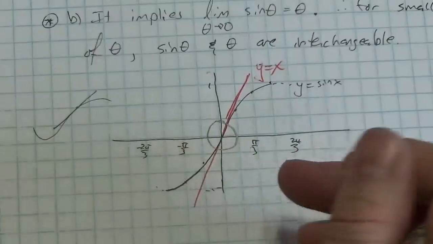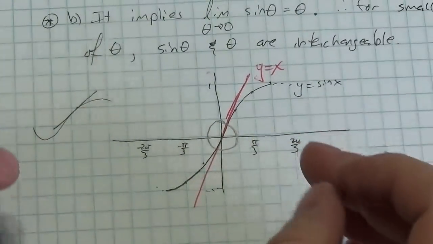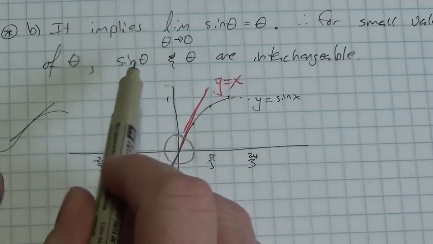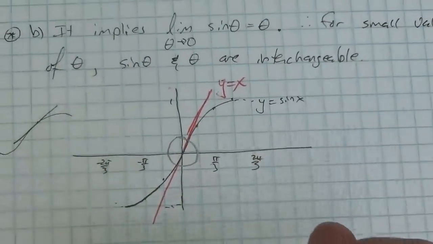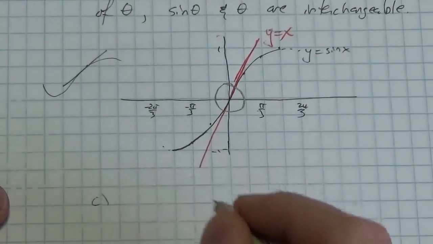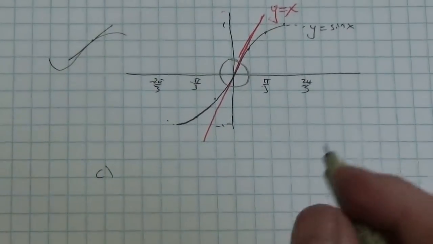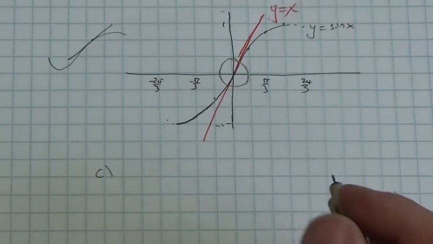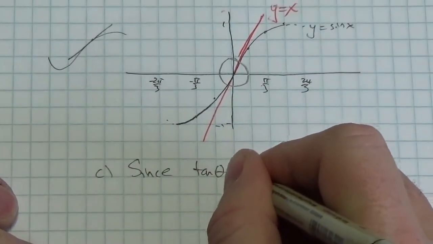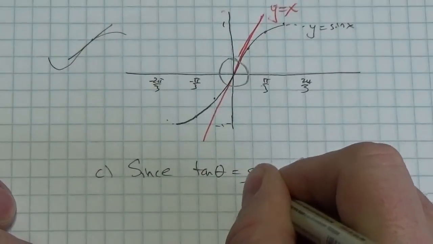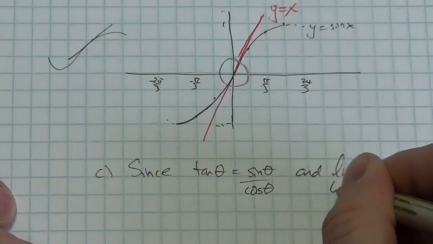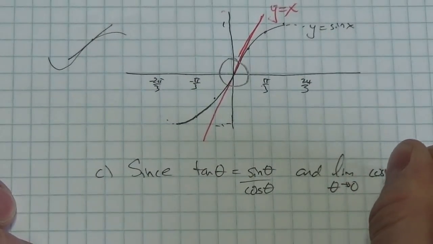Okay, so when theta is small, when theta approaches 0, sine theta and theta become interchangeable. And then the last point here that I want to bring up, and this is really just an extension of this idea, but one that I want you to be familiar with, is that since the tangent of theta is the ratio of the sine of theta over the cosine of theta, and bear in mind that the limit as theta approaches 0 of the cosine of theta is 1.